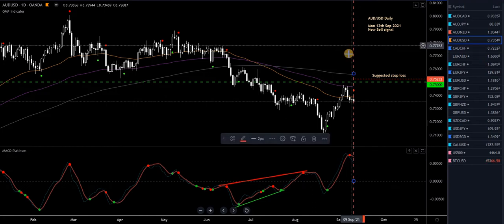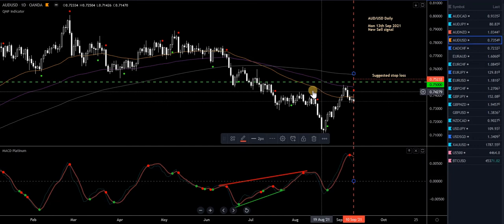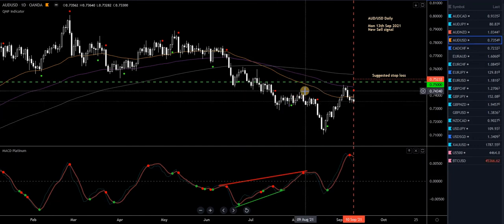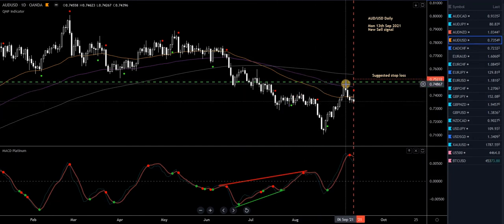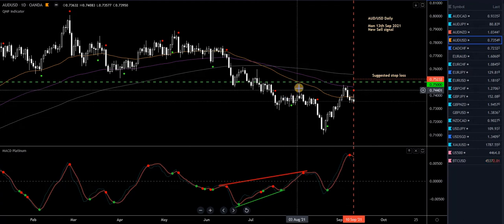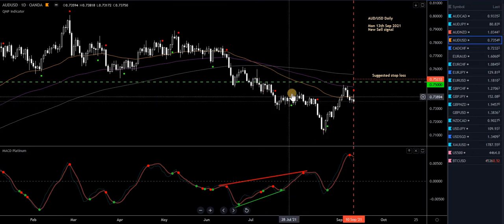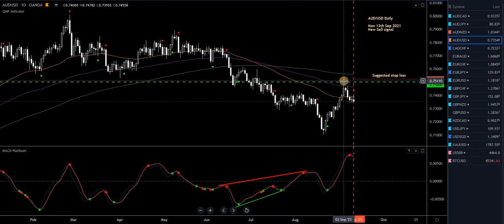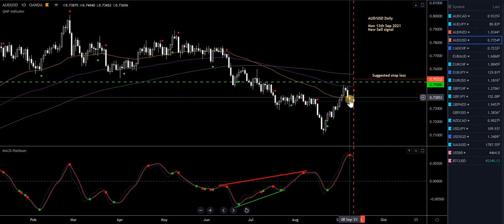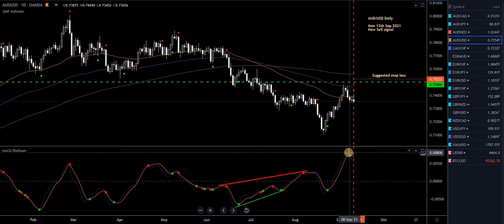Now let's have a look at this. We're in a downtrend. Look at the MA, slightly down. My only concern is this is a higher high here. So it makes it a slightly higher risk trade, not a high risk trade, but slightly higher. We've got nice lower lows here, lower highs, but this is a slightly higher high. It's just market structure. So I like that the MACD Platinum's a long way above the zero level.